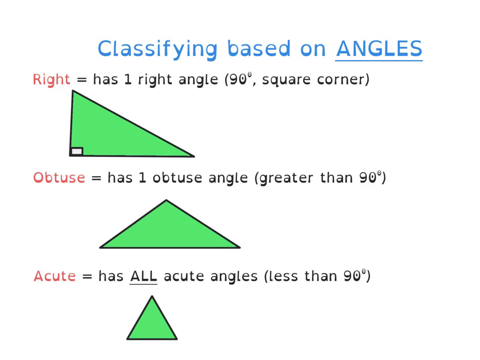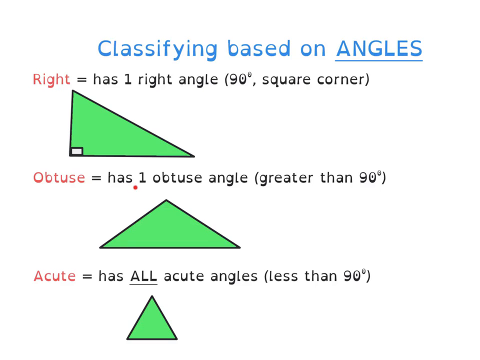All right, triangles can also be classified based on their angles. Triangles can be right, obtuse, or acute based on their angles. Right triangles have one right angle. And remember from 4th grade, a right angle is 90 degrees or a square corner. You can tell this triangle is a right triangle because it's been marked that this corner right here is a right angle. It has that little notation showing it's a square corner, 90 degrees, a right angle. So this is a right triangle.